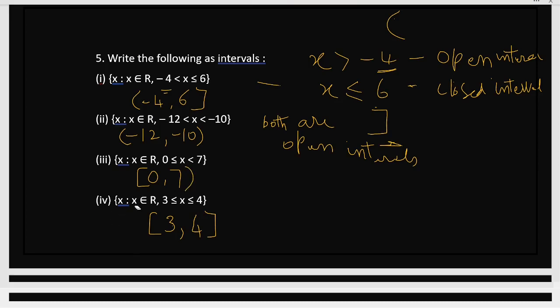Next one, {x such that x belongs to R, 3 is less than or equal to x, x is less than or equal to 4}. Both are closed ends. That means 3 is with a square bracket and 4 is also with a square bracket. [3, 4] with square brackets. This is a closed interval.